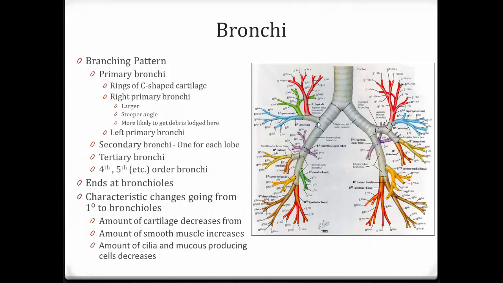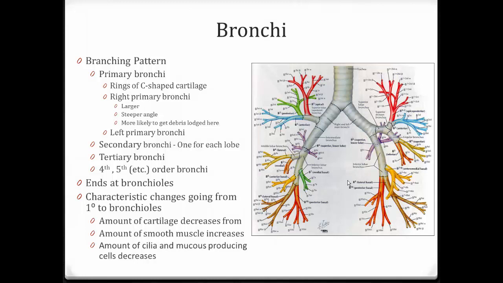The primary bronchi then branch into secondary bronchi. The secondary bronchi are 3 on the right side, 1 for each lobe. There's 2 secondary bronchi for the left lung, since there's only 2 lobes on the left lung. So 1 secondary bronchus for each lobe. Then the secondary bronchi branch into tertiary bronchi, which are the ones in color here. And then you can even go farther into 4th, 5th order, etc., until you get down to finally what are called bronchioles.